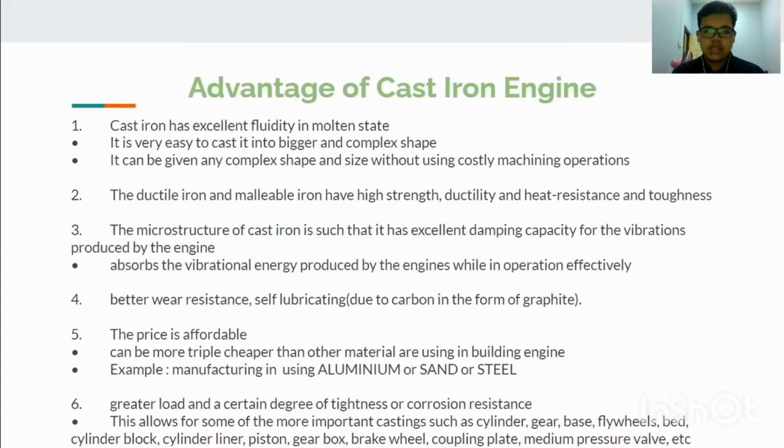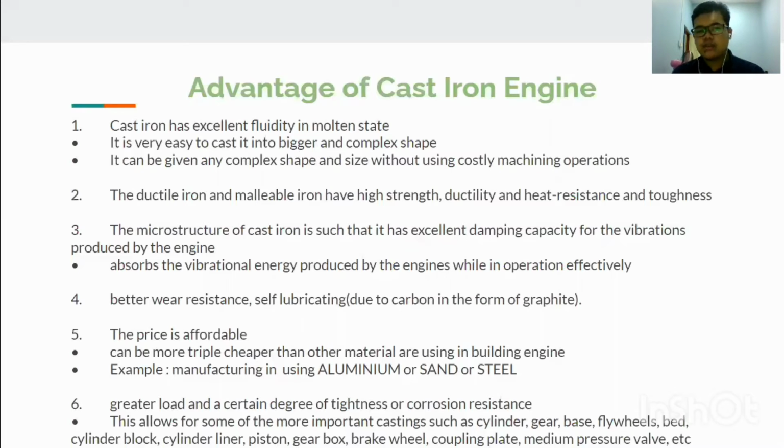And cast iron engine also has the advantage that the price is affordable. It can be up to three times cheaper than other materials used in building engines, for example, aluminium or steel.